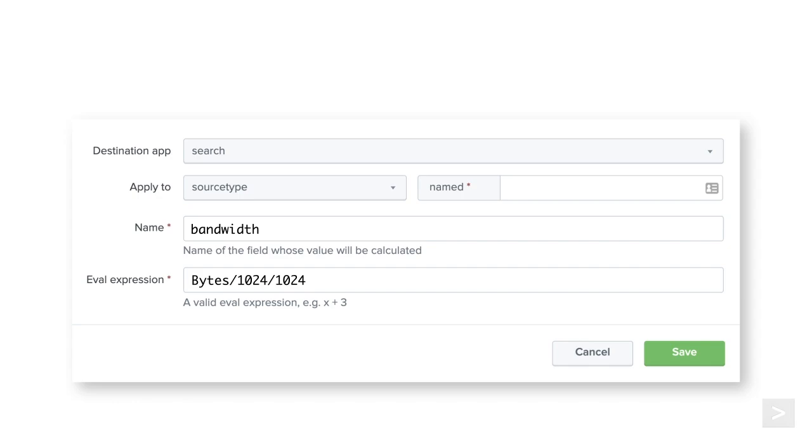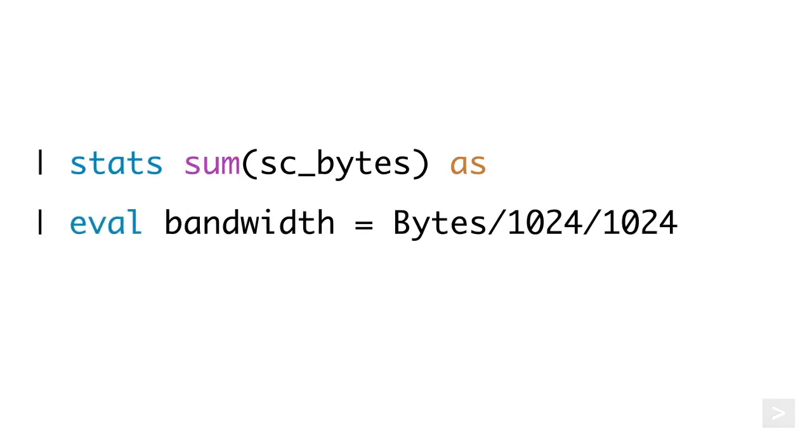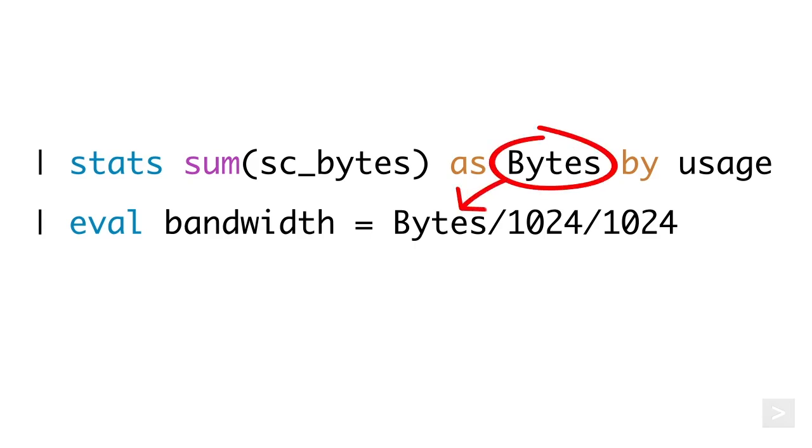There's one thing to keep in mind when creating a calculated field. Calculated fields can only reference fields that are already present in the events returned by a search. In the search we ran earlier, the bytes field is created by another command in the search. For calculated fields to perform correctly, make sure they are configured to reference a field that has already been extracted.